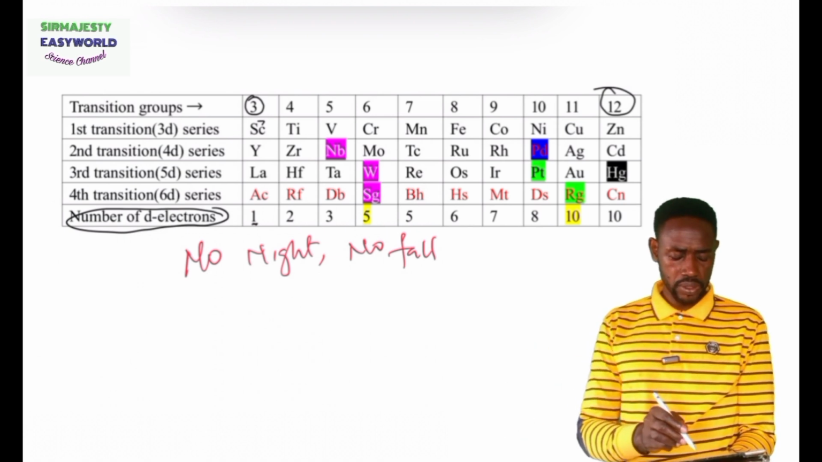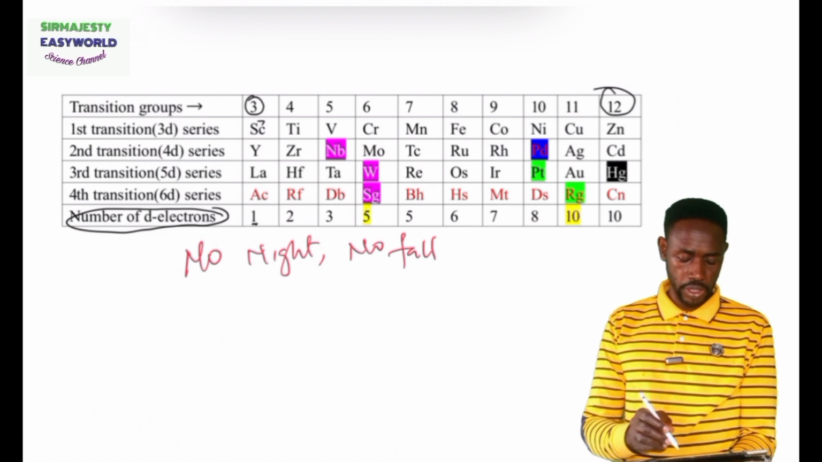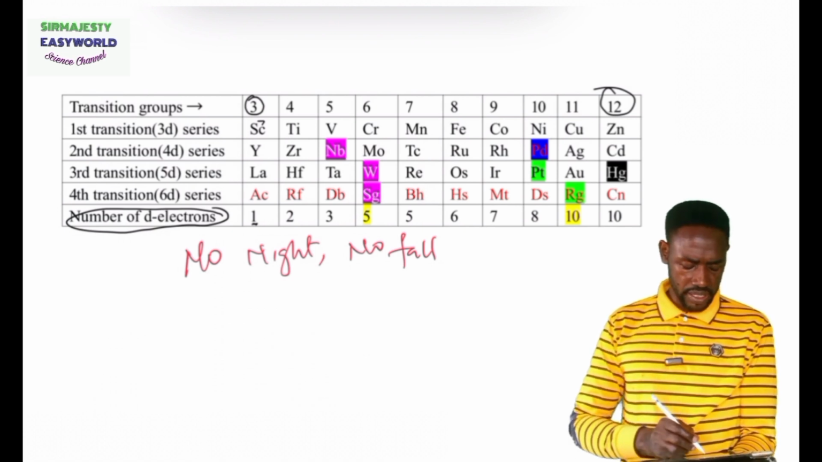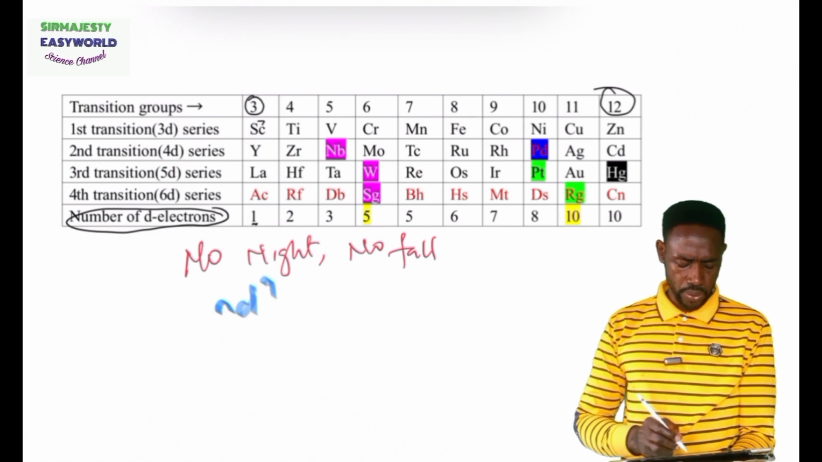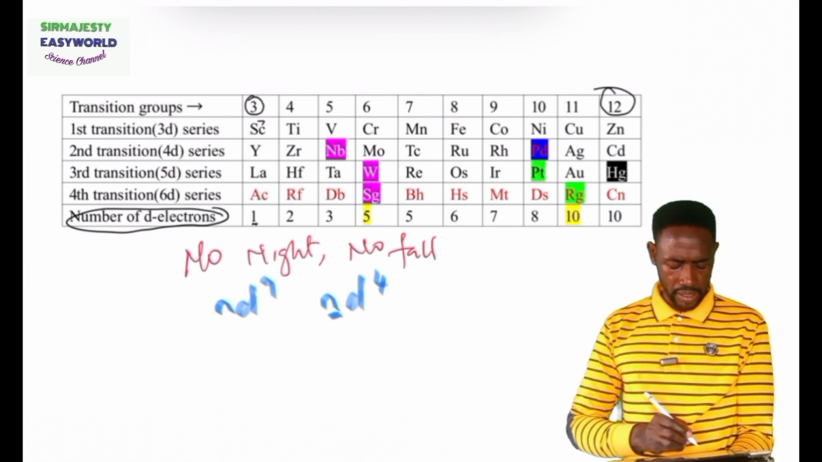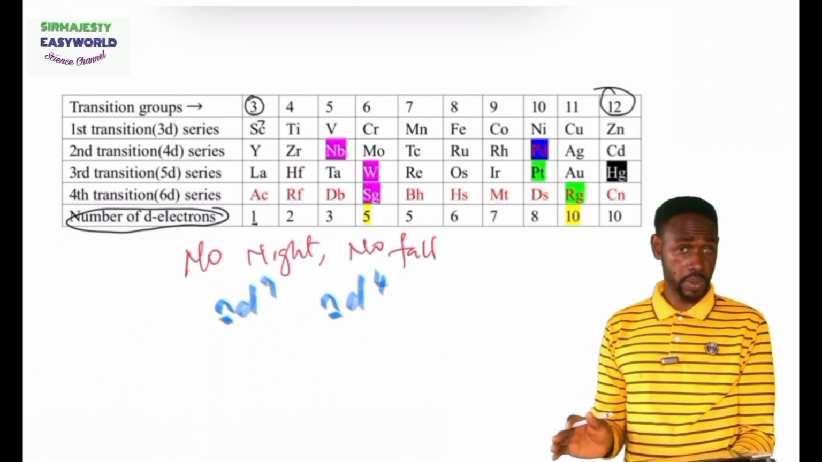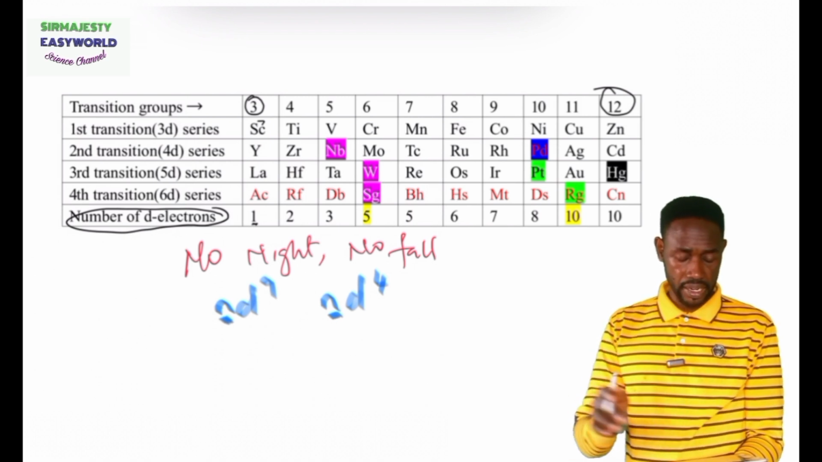But here, if you check from 1 to 10, which numbers rhyme with "no night, no fall"? Night is 9, and fall is 4. So if you are counting for neutral atoms, we won't be considering 9, neither 4. Neutral atoms will not have nd9, neither will they have nd4. N here is the shell, while d is the subshell. N is the principal quantum number, just like K, L, M, you know what I mean.